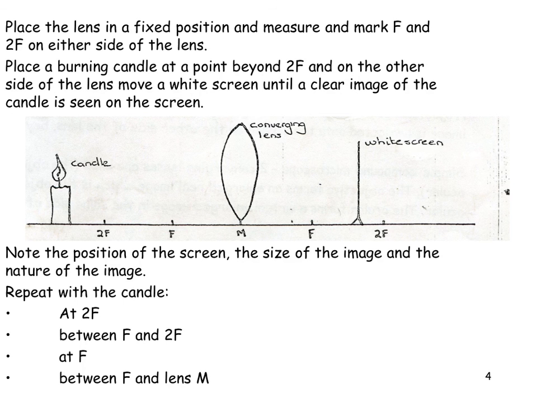You're then going to put the lens in a fixed position, and you're going to move the candle to all of these points: F, to F, between F and the lens, between F and 2F, beyond 2F, and you're going to then see where you get an image on this screen over here.